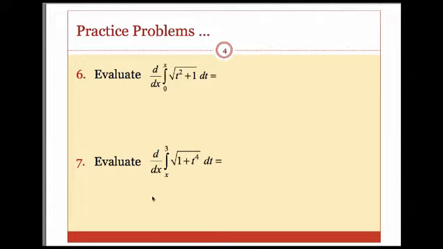So the first one, we want the derivative of the integral from 0 to x of the square root of t squared plus 1 dt. So applying what we now know from the second fundamental theorem, that's simply going to be the square root of x squared plus 1, and yes, you're done. It never ever matters what the lower limit of integration is. As long as it's a number, doesn't matter. It can be absolutely anything.